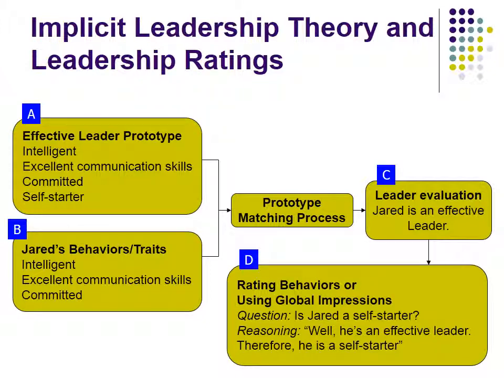And then finally we get to D, rating behaviors using global impression. So is Jared a self-starter? Well, he's an effective leader, therefore he's a self-starter. What's important here is that once we decide that someone matches our prototype enough that we think they're an effective leader, it also feeds back to our perceptions, and they now include traits that we think are associated with effective leaders that we used to not think were associated with that person.